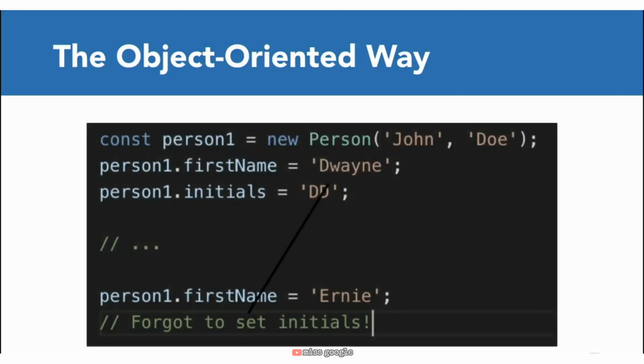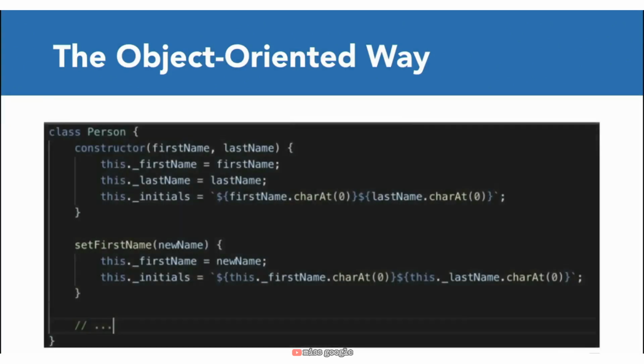Now, if we allow programmers to change these properties directly, they have to remember to reset initials every time they change either first name or last name, which they're almost certain to forget somewhere, which introduces bugs in the program. The most popular solution to this is to make the variables private, which in JavaScript is usually done by just adding an underscore before the variable name and telling developers not to touch it. And then we allow programmers access to the variables only through functions, which makes sure that the variables are kept up to date.